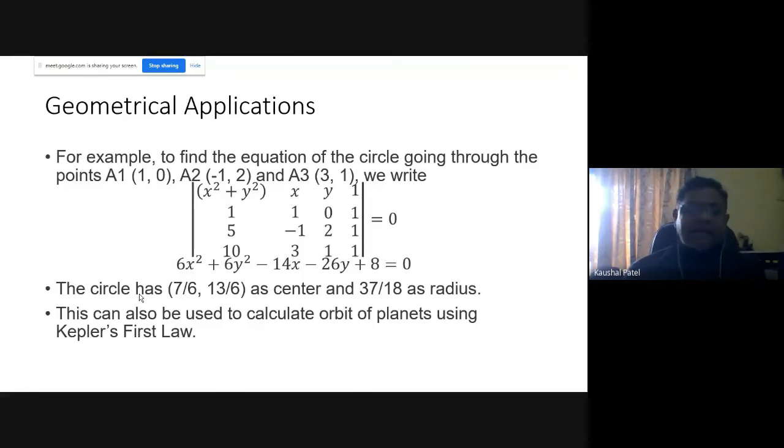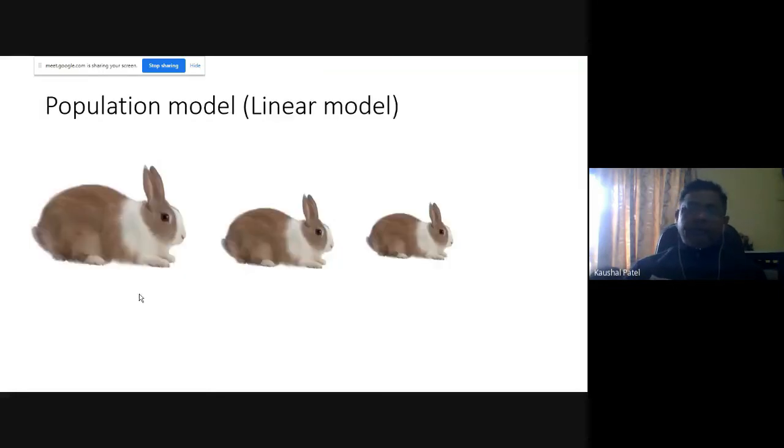I already discussed how this particular thing can be useful. This can be used to calculate the orbit of a planet using Kepler's first law. So this shows that it is always related with the physical law. Whenever we have three points in space, we can make a circle that passes through all three points. So this is nothing but the Kepler's law that we have to follow.